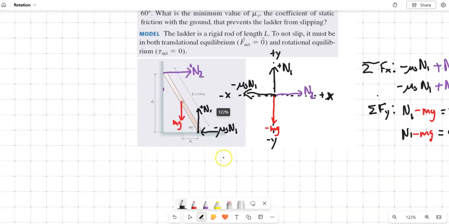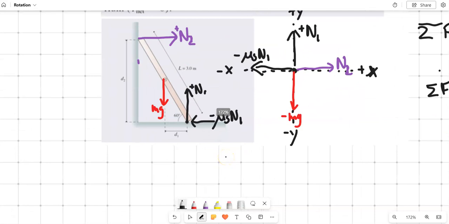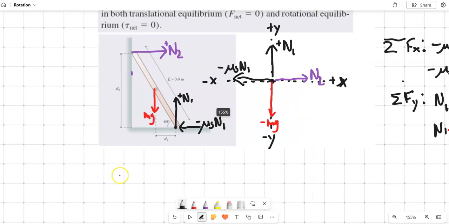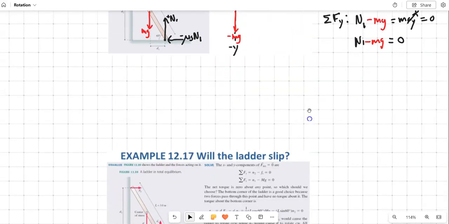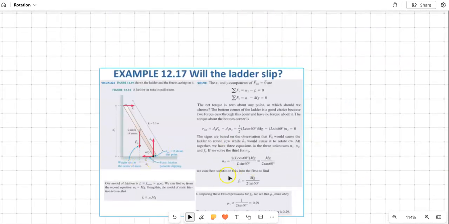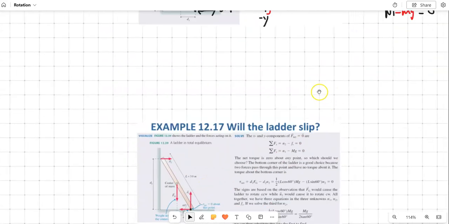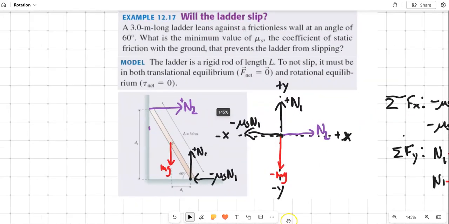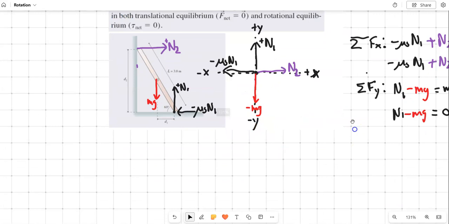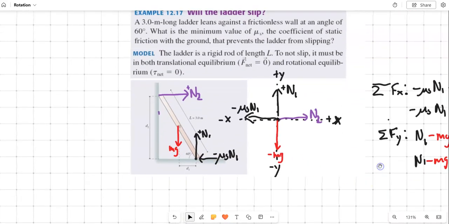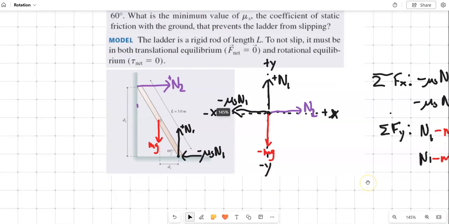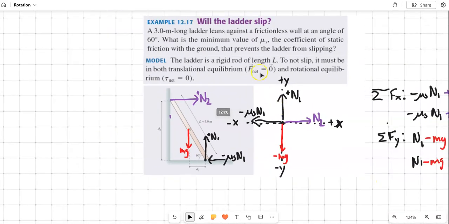So let's now take a look at the torques. There might be some trigonometry, and the way I do it is a little bit different from the way they do it down here, but we'll talk about the differences. But what we want to do is take a look at the torques. And so we want to choose a pivot point, which is going to eliminate some of our problems right here.